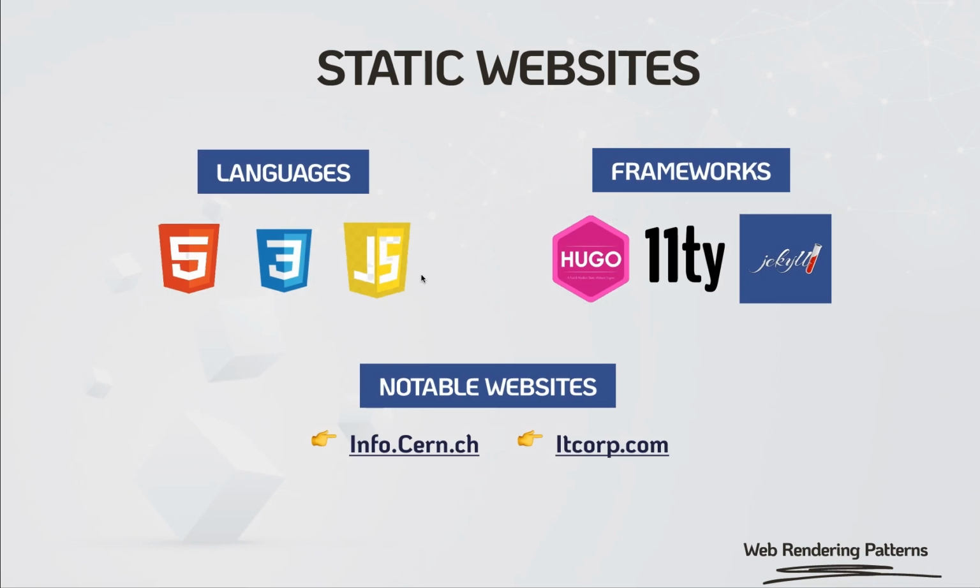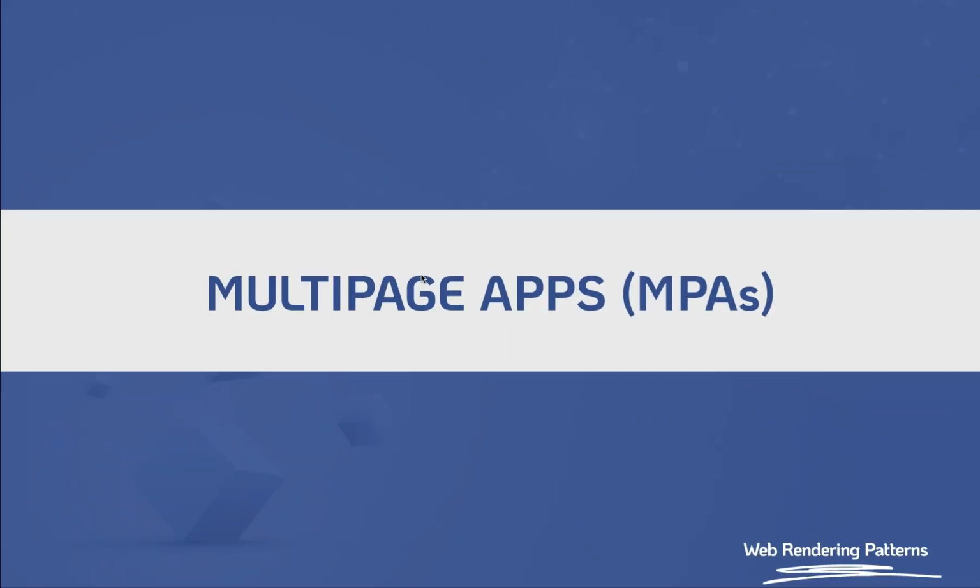Now, the languages used when it comes to static websites usually include HTML for the markup, CSS for styling, and JavaScript for any functionality. Though there are some frameworks you can use to help you build out static websites, such as Hugo, 11ty, and Jekyll. Some of the notable static websites we have is info.cern.ch, which is a really old website. We have itcorp.com, which I just found randomly on the web. Initially, this was fine. The internet and websites were basically for sharing of files and static HTML websites. But people needed more functionality and more dynamic elements, and that is where we have multi-page applications.